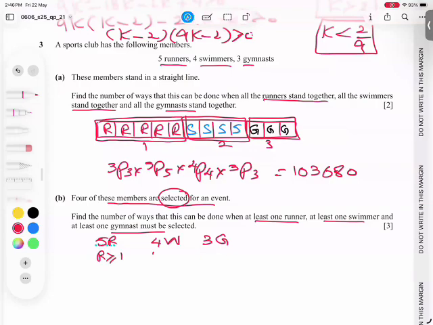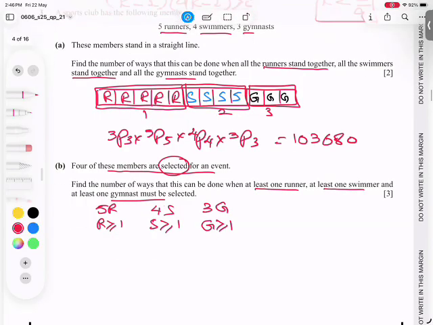And these are swimmers, I have to write swimmer. So swimmers must be 1 or more than 1, and gymnasts must be 1 or more than 1. So this is at least 1.